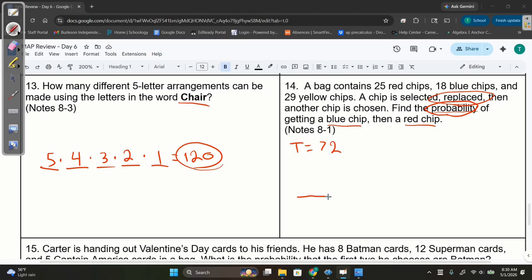So, first, I'm going to grab a blue chip. Out of the 72 total chips, there are 18 blue chips. So that's the probability of me getting a blue chip. Then I'm going to multiply it by the probability of getting a red chip. Remember, we took the chip out and then we put it back in the bag, so my total didn't change at all. However, this time I'm looking for red chips, and there are 25 red chips. So my top number is going to be 25. Plugging this into Desmos will get us a simplified answer of 25 over 288.